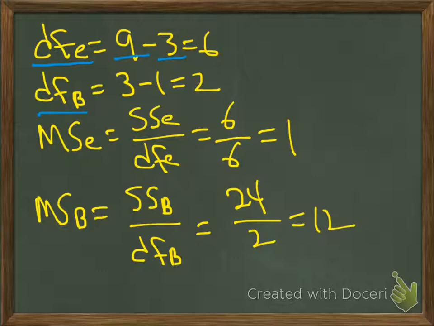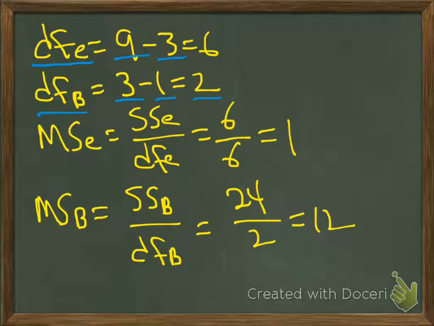Degrees of freedom between groups. Number of groups, 3 minus 1. The DFB, the degrees of freedom between groups, is always the number of groups minus 1. And in this case, that gives you 2. So the DFB is 2. The DFE is 6. And you use these degrees of freedom to convert the SSE into the MSE.